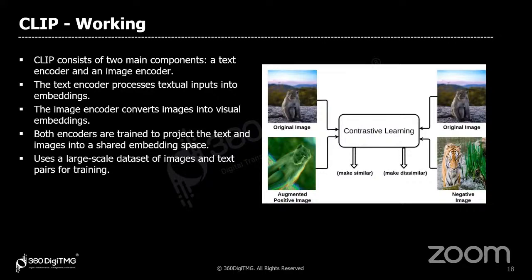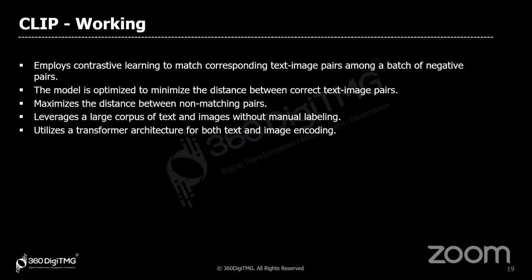Both the encoders are then trained to project the text and the images into a shared embedding space. It uses large scale datasets of image as well as text pairs for training. We have to have a large scale of datasets of text and images. Then it employs contrastive learning to match corresponding text image pairs among a batch of negative pairs.